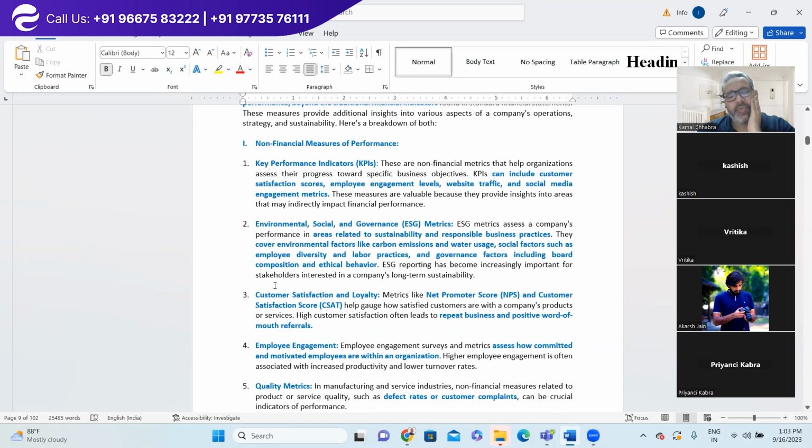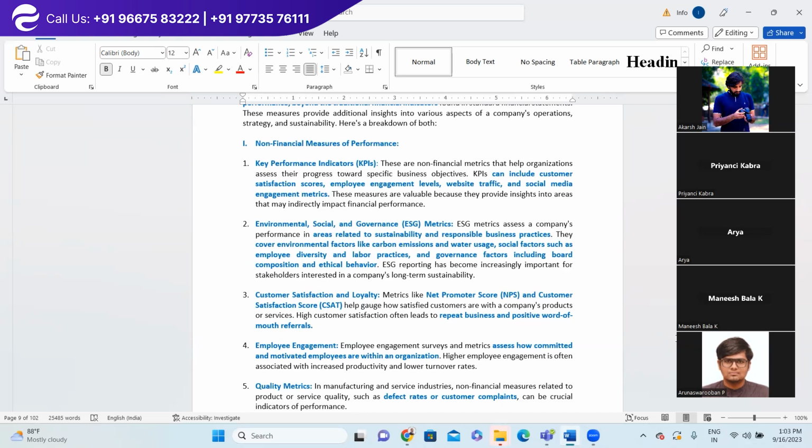Any idea what is a key performance indicator? Pranshi, Vartika, Kashish? But it basically includes customer satisfaction. No, what I'm saying is, what is a key performance indicator? Yeah, Ayush, Akash, any idea?